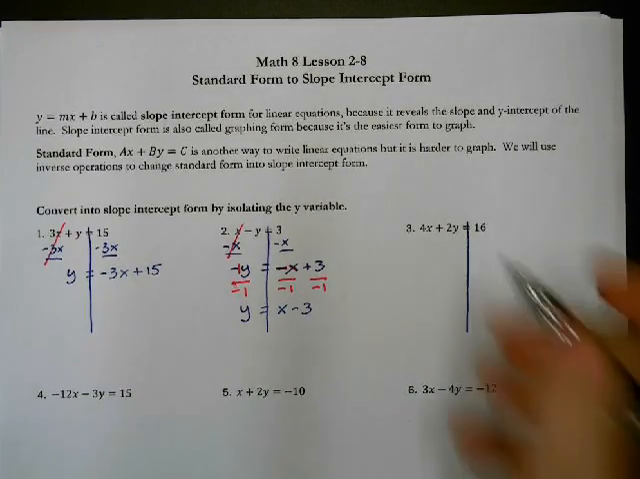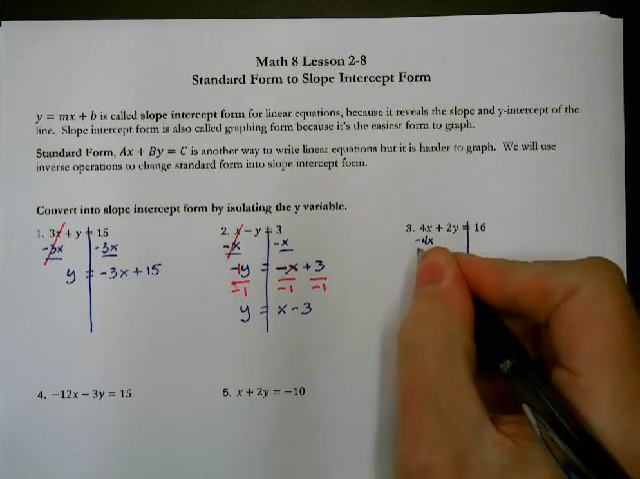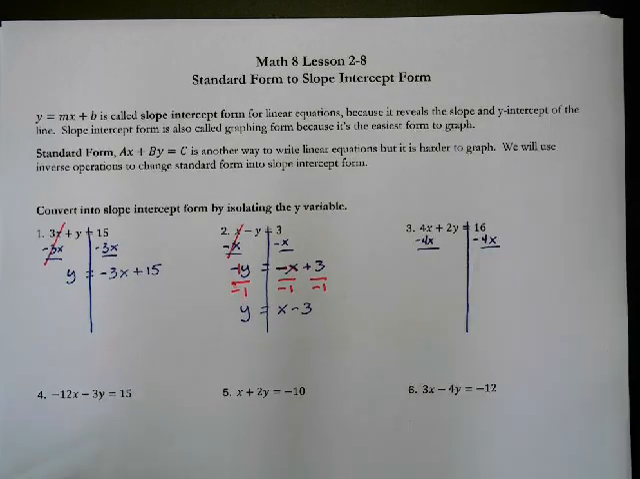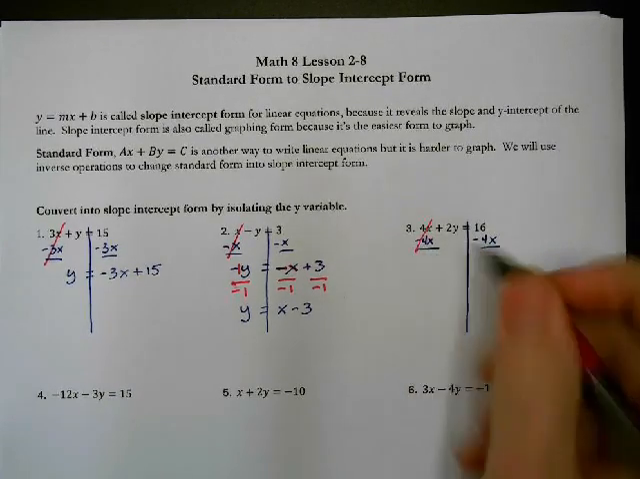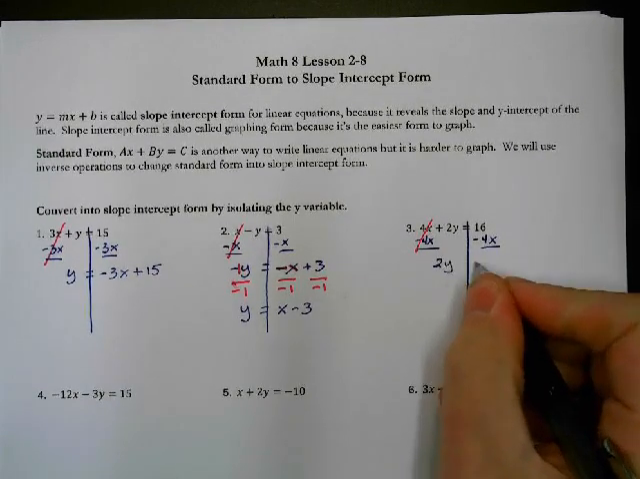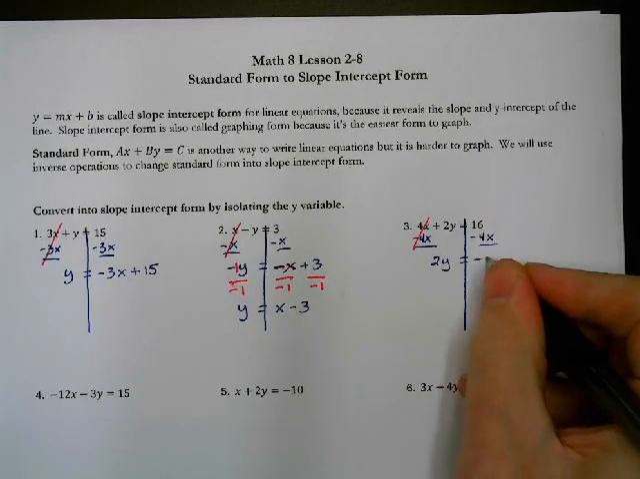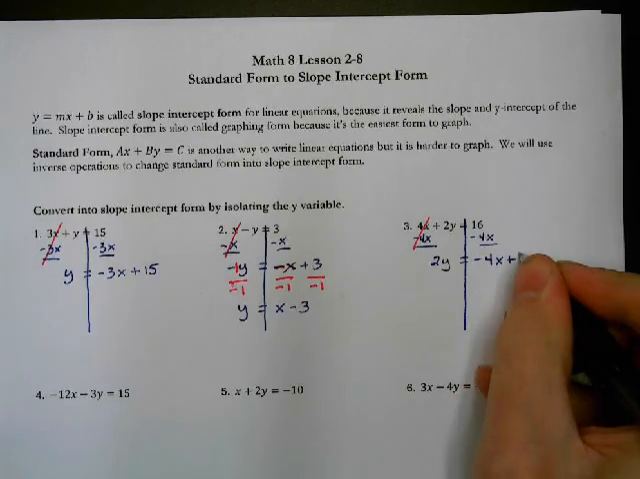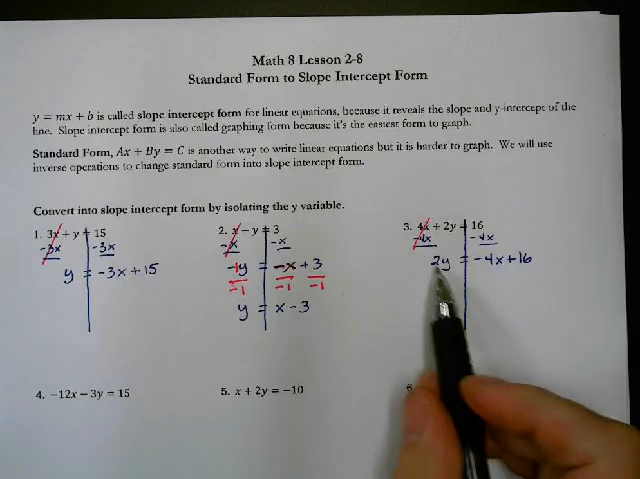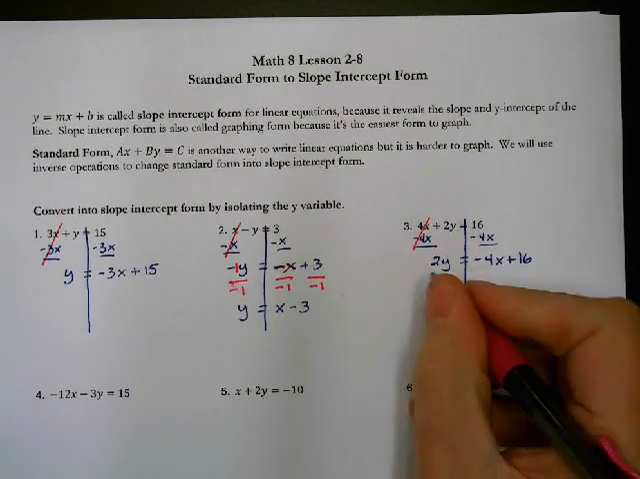Again, first step, we're going to subtract 4x from both sides. Subtract 4x from both sides. The 4x reduce. I end up with 2y on this side. On the other side, not like terms, so I just write -4x plus 16. Y is not isolated. There's a 2 in front of it as a coefficient. So how do I get rid of 2 times y? I divide by 2 because I'm a good person.